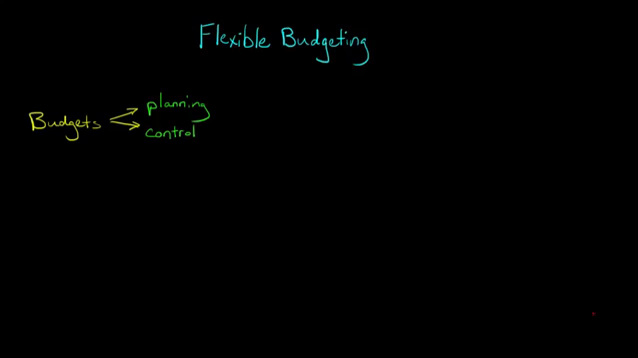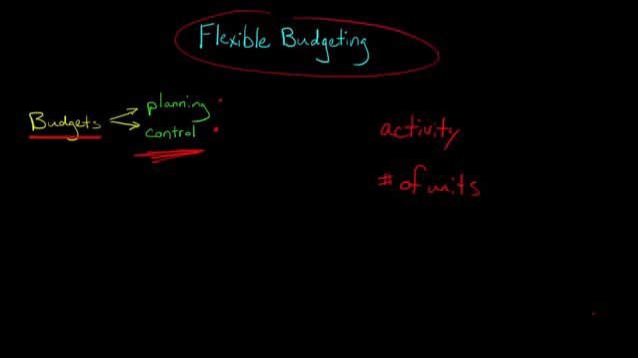In previous videos, we talked about how budgets are a very useful tool for both planning and control. But what if the activity level that we expect when we put together the budgets, for example, the number of units that we're going to sell, ends up being different from what we planned? Then it's not so good to use that budget for purposes of control. We actually need to make some adjustments, which is where this idea of flexible budgeting comes in.